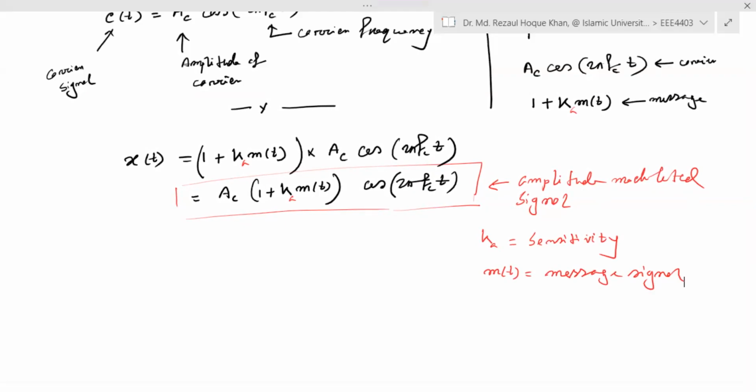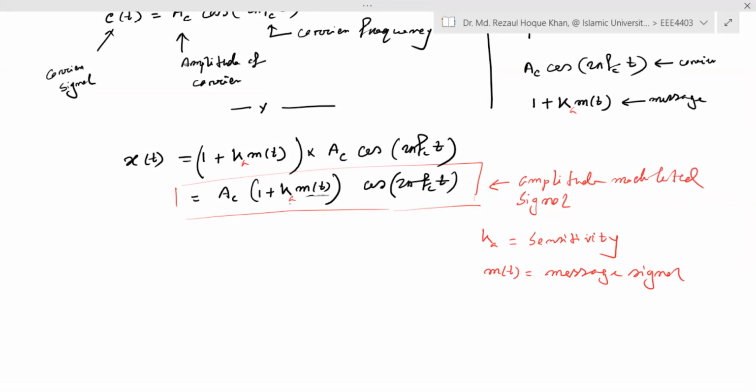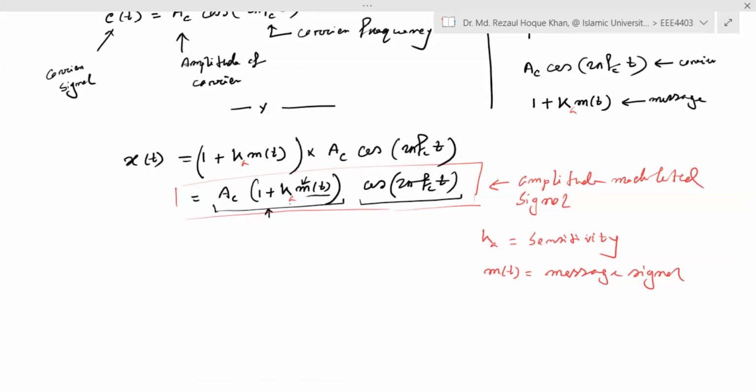If this is the case, then the amplitude of the carrier is varied or modulated according to the message signal m(t). So we can see if this is a time dependent message signal, which will ultimately change the total amplitude of the carrier. This whole portion is the total amplitude of this carrier, and it will be varied by this message signal m(t), which is time dependent.